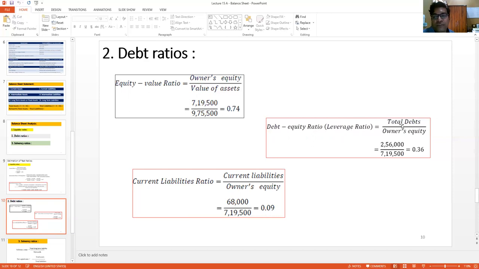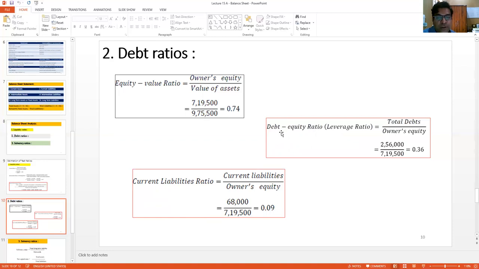For example, here you see, we have total debts and owner's equity. Total debts come to 2.56 lakh, and owner's equity, that is net worth, is 7.19 lakh, giving 0.36. So here, the farmer is in a position to go for any long-term commitment. If the farmer is interested in establishing a greenhouse, it is not an annual commitment. That is, this year the farmer establishes it and next year he can bring it down. No, it is a long-term commitment. The farmer has to invest some 5 to 7 years in it.